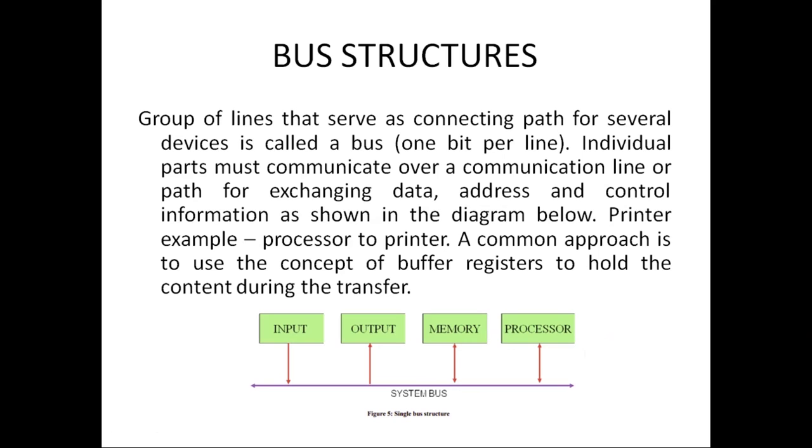Then we come to the bus structure. A group of lines that serve as a connecting path for several devices is called a bus. Bus here does not mean a school bus or college bus. These are groups of connecting lines, just like wires, as in an integrated circuit where some lines are already pre-drawn. One bit passes per line. Individual parts must communicate over a communication line or path for exchanging data, addresses, and also control information.